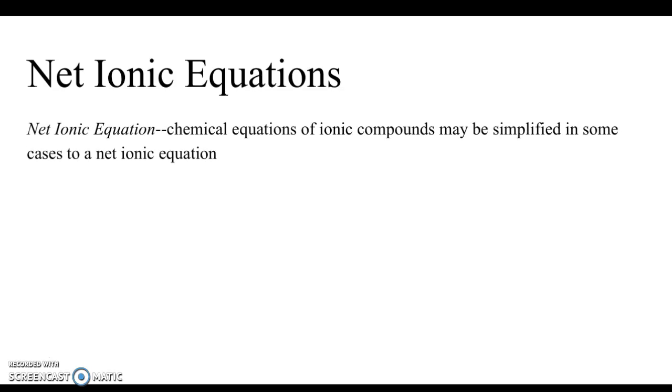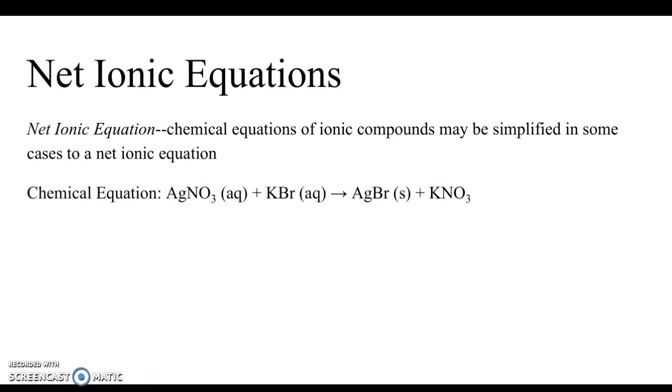Net ionic equations are a way to actually simplify and look at some of these compounds. So chemical equations of ionic compounds can be simplified, which gives you your net ionic equation. For example, here we have a full chemical equation. We have silver nitrate plus potassium bromide, making solid silver bromide, which won't dissolve in water, and potassium nitrate, which is aqueous.